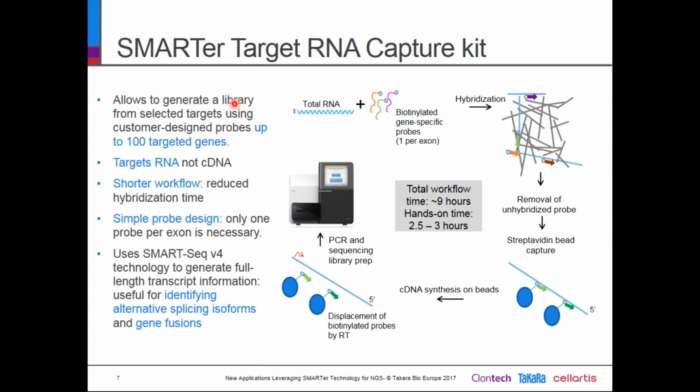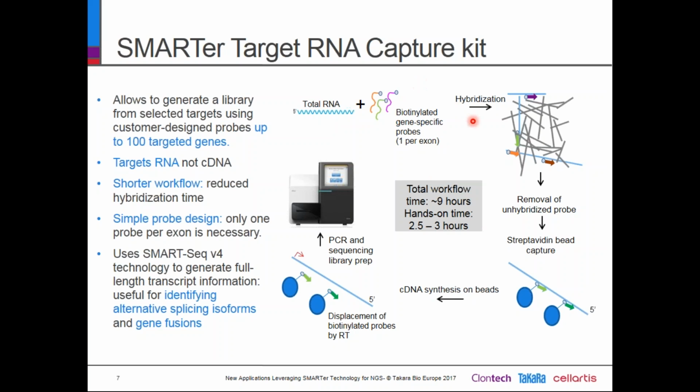This is a kit that will allow you to generate a library from selected targets using customer-designed probes, and you will be able to target up to 100 genes. The particularity of this kit is that it targets RNA and not cDNA. It means that with the specific probes, we will be pulling down the RNA and then doing your reverse transcription only from this specific RNA.